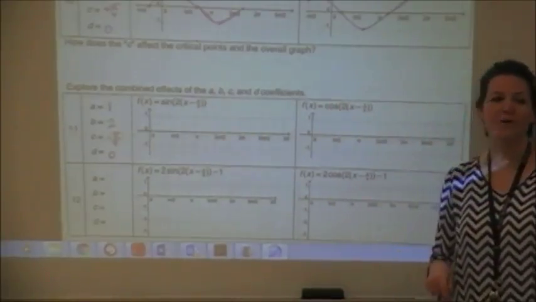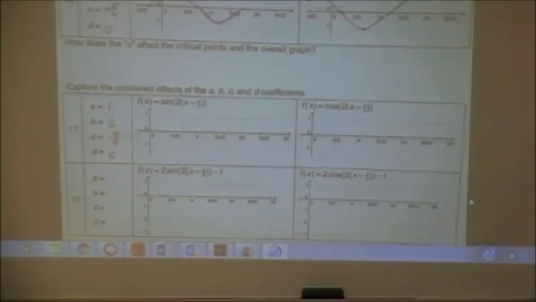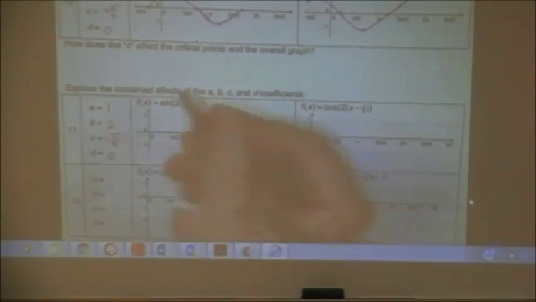So 0, 0: you first multiply by a half, divide by 2, because that looks like multiply by 2. That's still going to be 0. And then we shift it right pi over 4. So your first point would be right here.